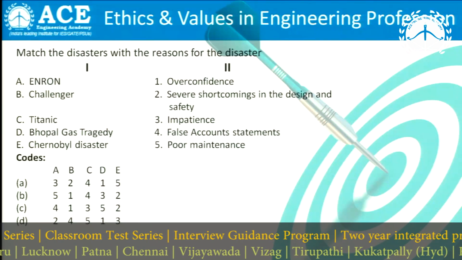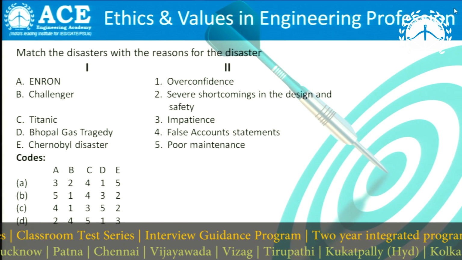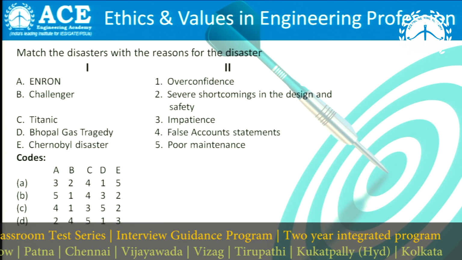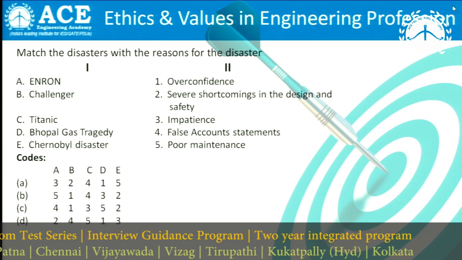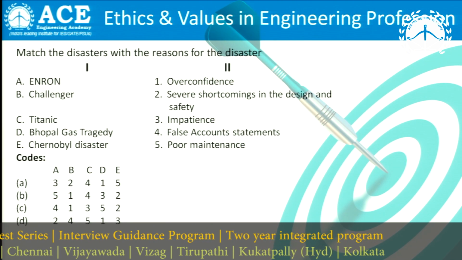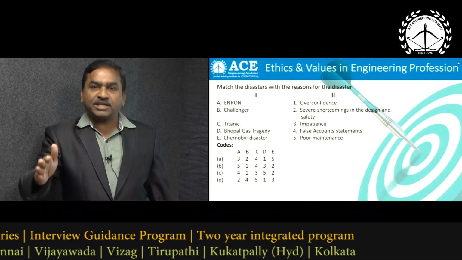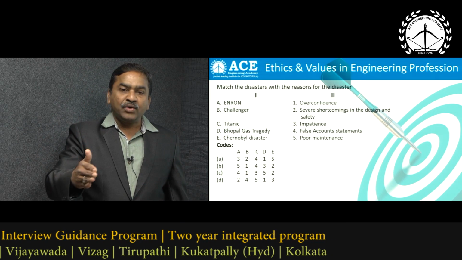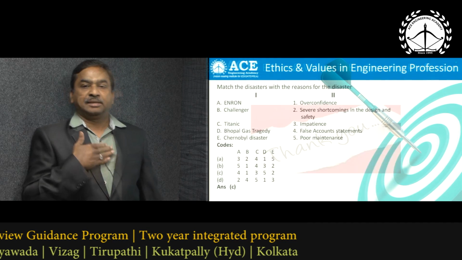Enron, Challenger, Titanic, Bhopal gas tragedy, Chernobyl disaster on side A, and on the second side we have overconfidence, shortcomings in design and safety, impatience, false account statements, poor maintenance. All the points I have already covered. Answers are very clear. The only thing left out is Enron. Enron is the first company which manipulated financial accounts, and within 1 year from glory it fell to disgrace, and the answer is C.